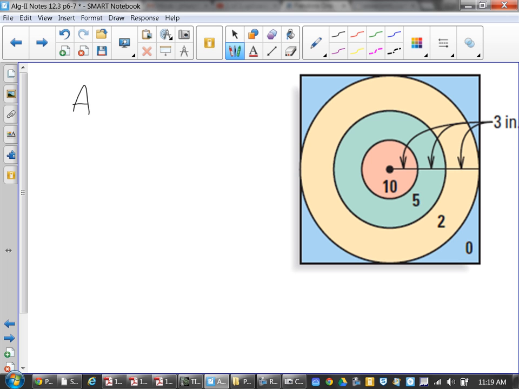You're looking for the area of the favorable over your total. There's still 12.3, Mr. Moore? Yeah. Over the area of the total.